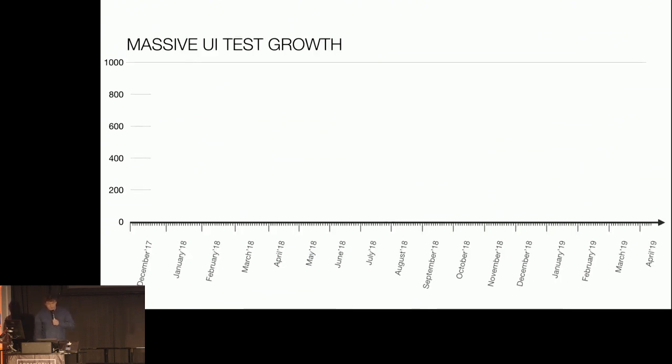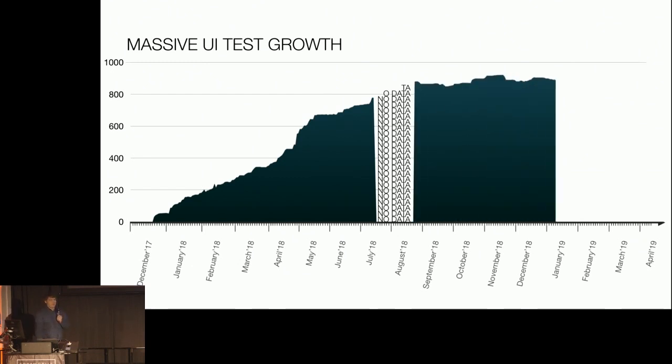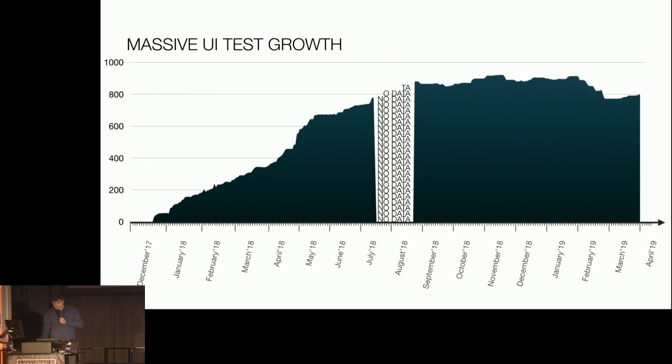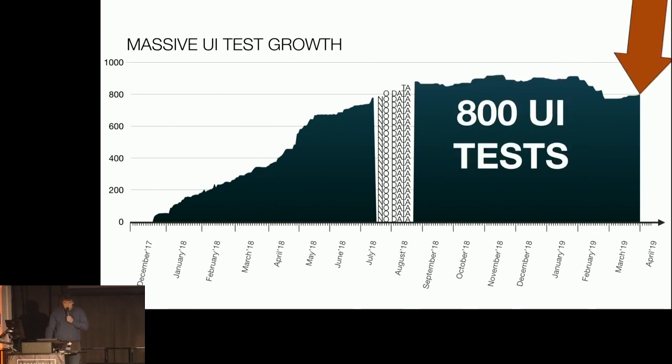This is the graph of the number of automated tests. See how fast it grows. Cool? But here the graph stops because I don't have any data. But then suddenly I have more data. I don't know why there's a gap. Here, we just deleted the failing tests, forgotten, dusty failing tests. And yes, we have 800 UI tests.